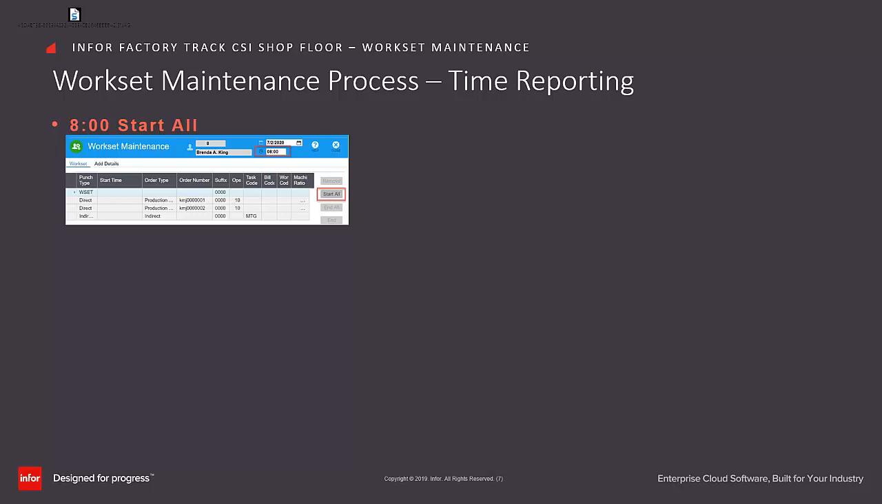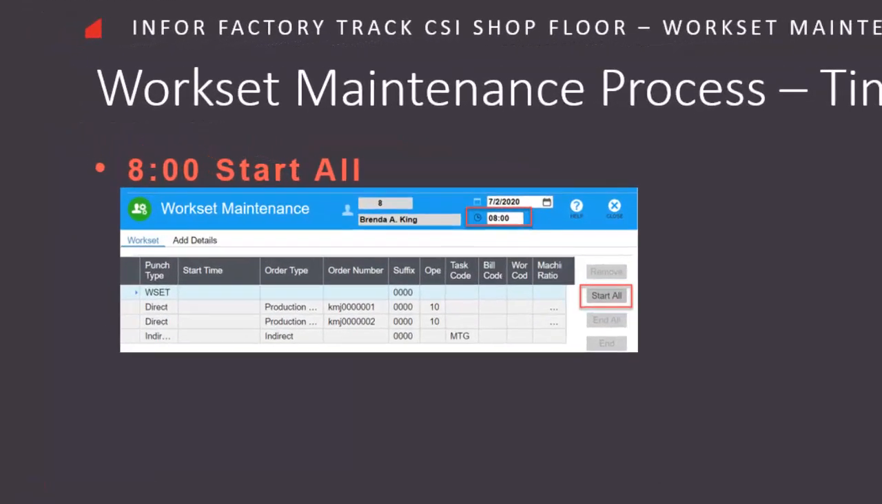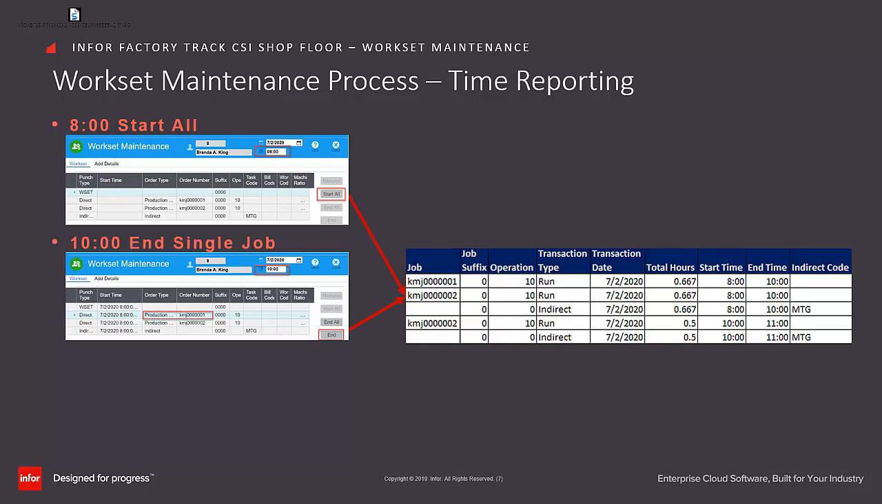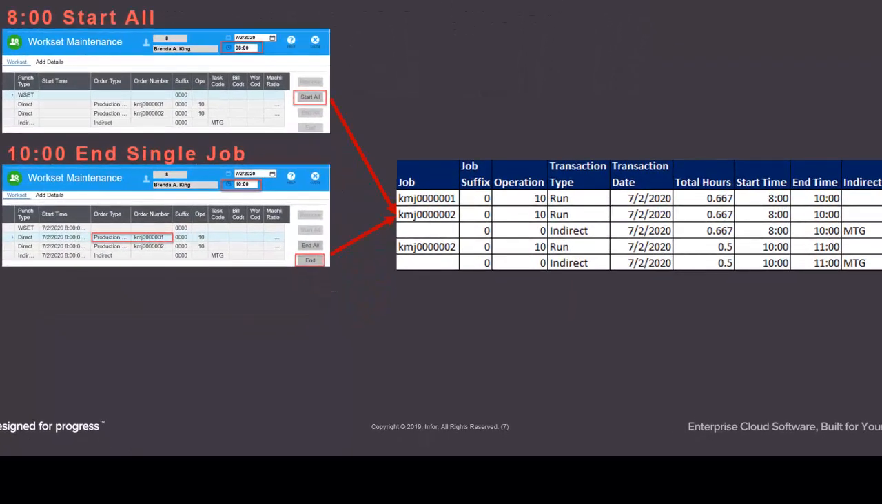FactoryTrack creates interval end and start transactions for the workset active records at each workset maintenance process. In this example, we have 3 records that started at 8 a.m. One of the job orders was ended at 10 a.m. FactoryTrack records a transaction for each workset record with a start time of 8 o'clock and an end time of 10 o'clock. This 2-hour period was equally distributed amongst each activity. In this case 0.667 hours or 40 minutes is charged to each, calculated as 2 hours divided by 3 activities.